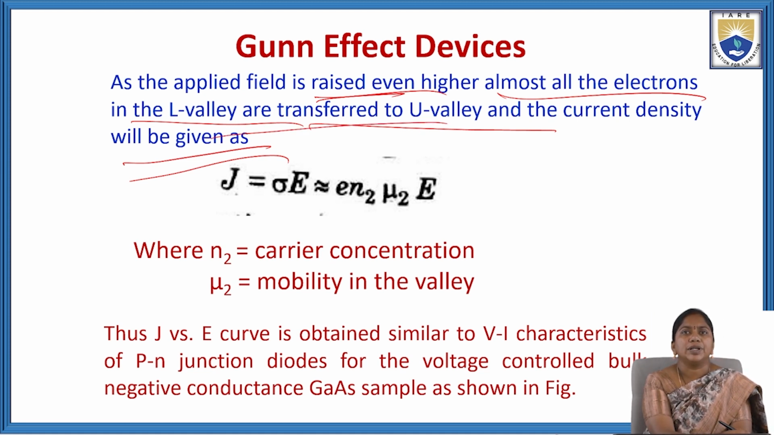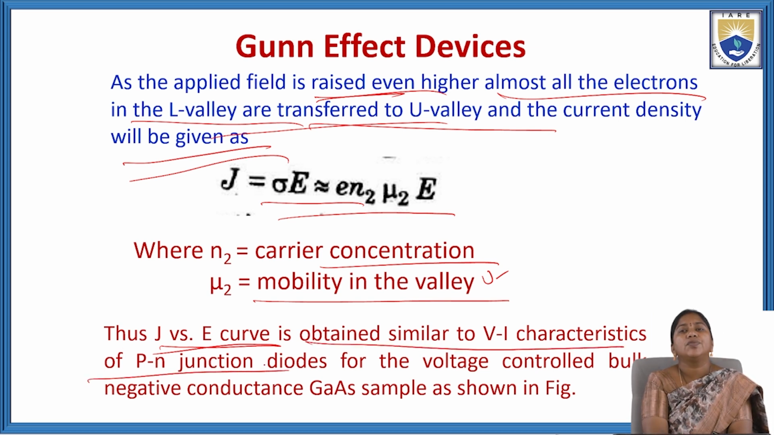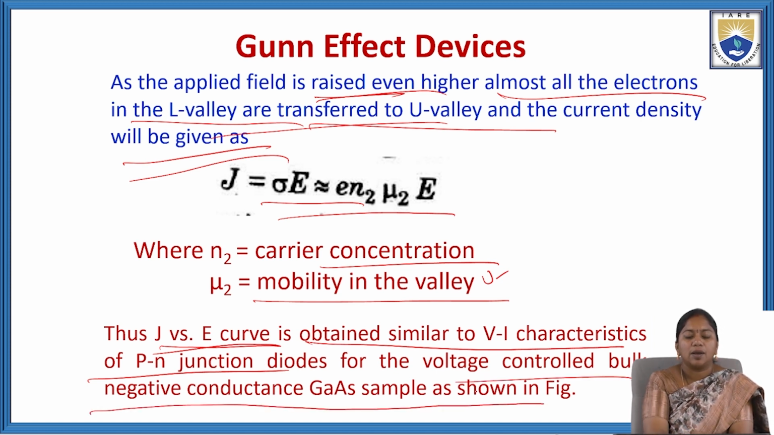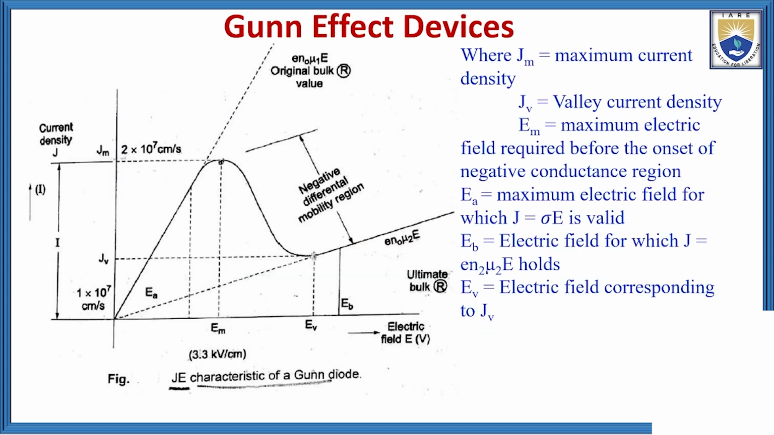The current density can be written as J equal to sigma E, that is similar to e N2 mu2 into E, where N2 is the carrier concentration and mu2 is the mobility in the upper valley. The J versus E curve obtained is similar to the VI characteristics of junction diodes for the voltage controlled bulk negative conductance gallium arsenide sample, as shown in the figure.